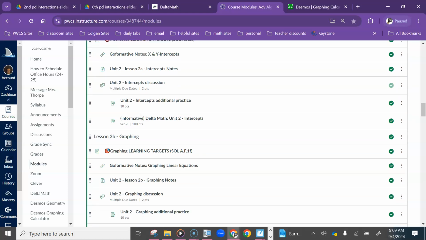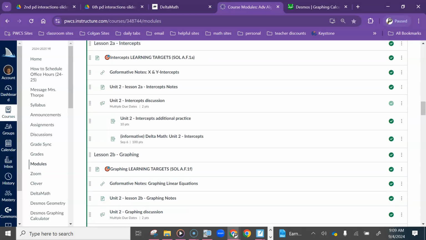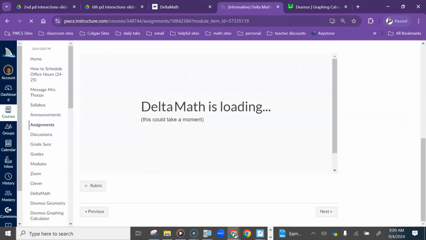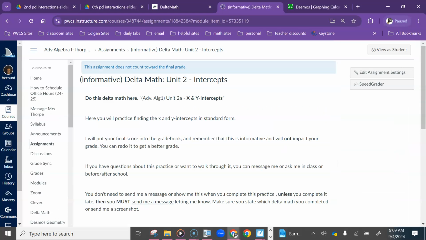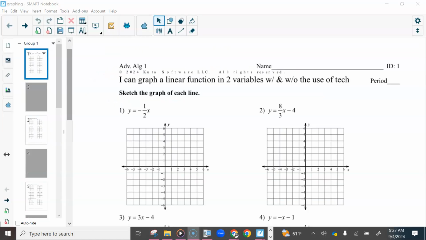In the Unit 2 module, under intercepts, if you click on the Delta Math intercepts, and at the bottom, mine automatically loads, but yours should say launch external tool, and that's how you would get into the assignment. So if you want to do that, you can do that right now.